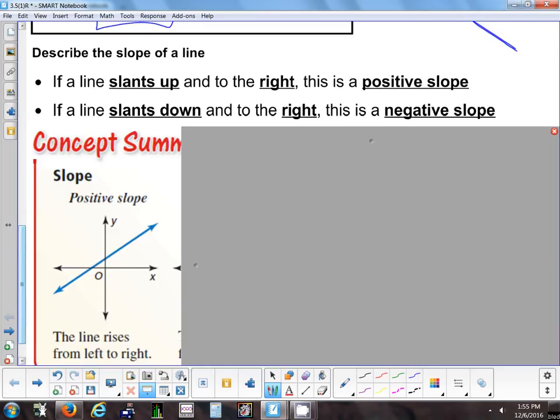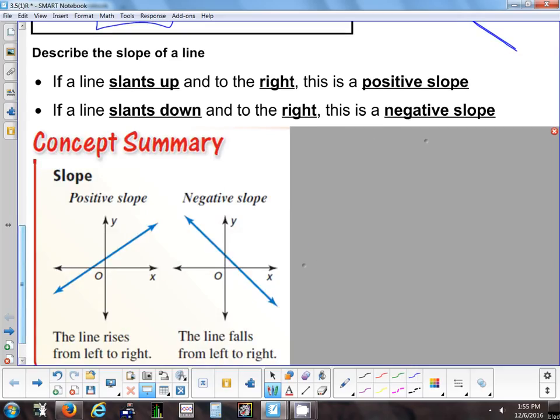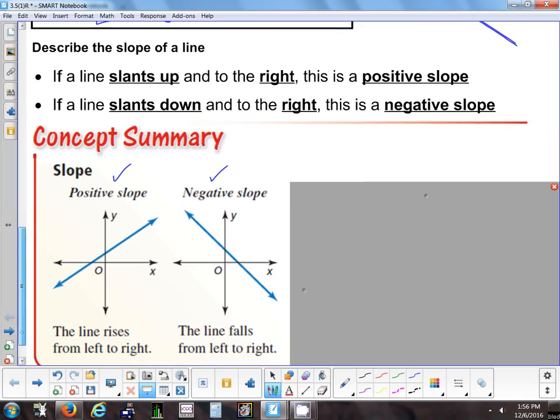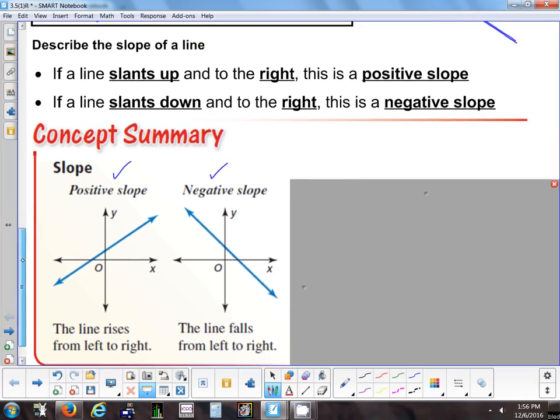And I think we've got a couple pictures. Okay, so positive slope. We just talked about that one. Negative slope. There's a picture of it. So guys, on the bottom, on the front side of your notes, there's 4 graphs, right?